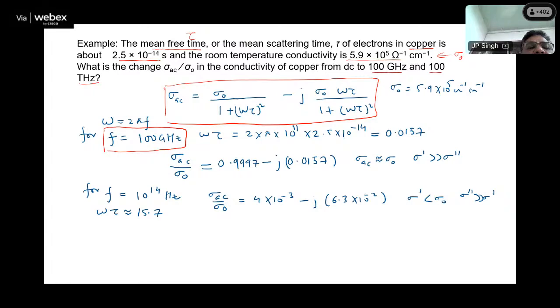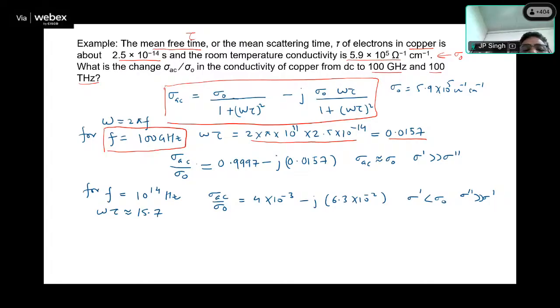So for a frequency of 100 gigahertz, we can determine omega. Omega is the angular frequency, which has a unit of radian per second, 2 pi f. So you can determine here omega tau, and it comes out to be 0.0157. Now if I input that here, we get this function, 0.997 minus j.